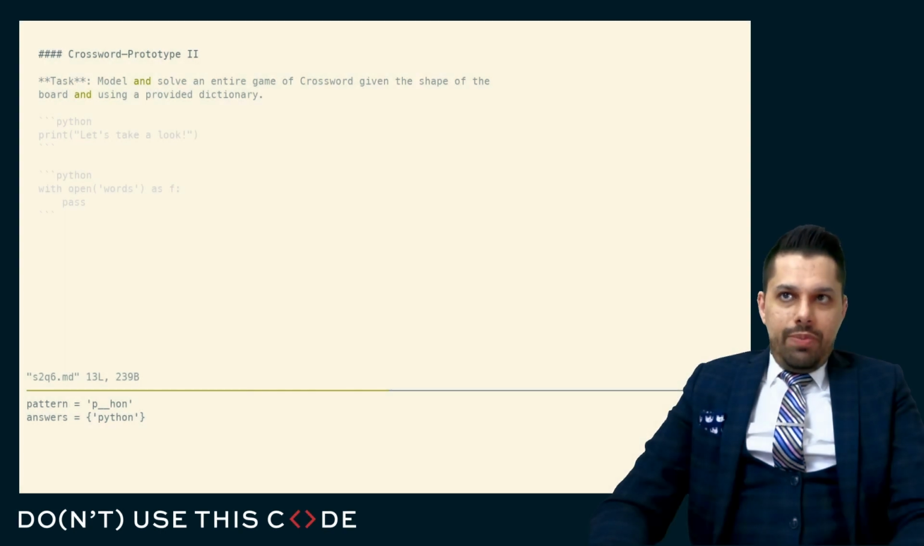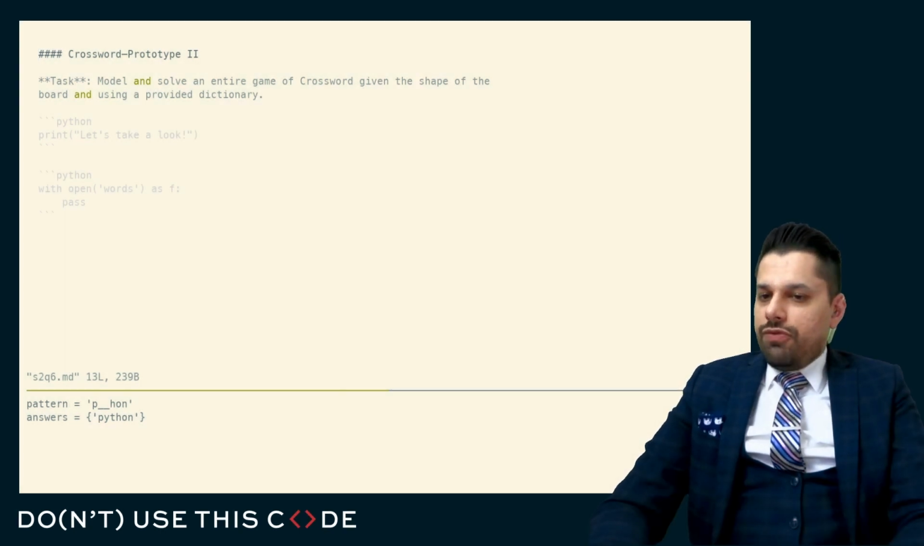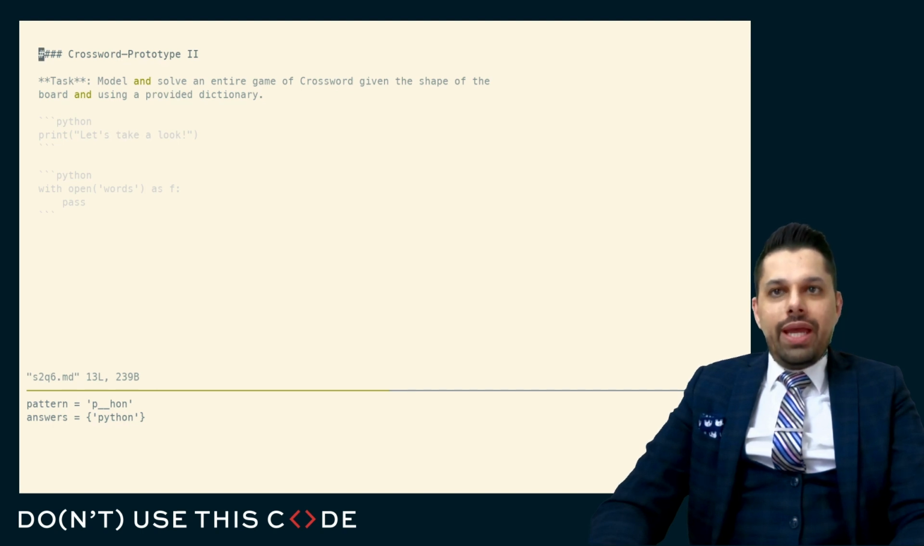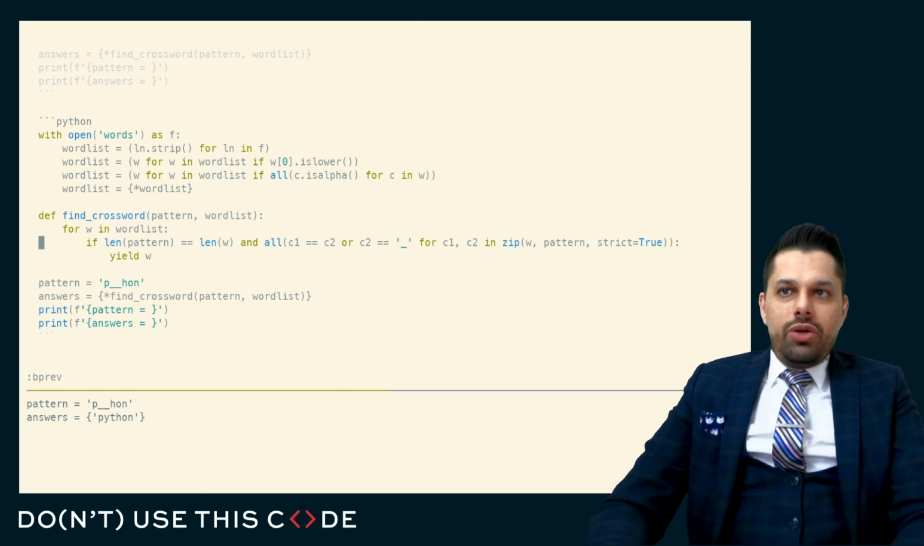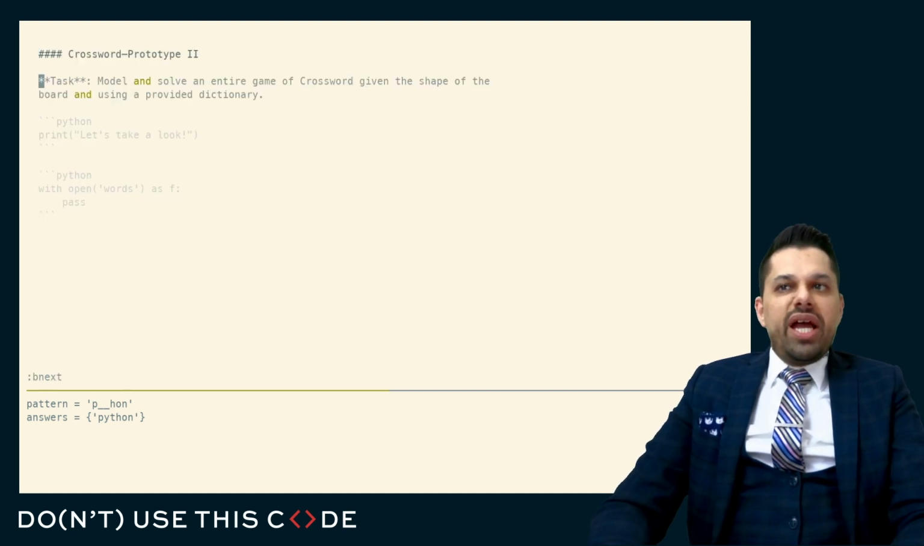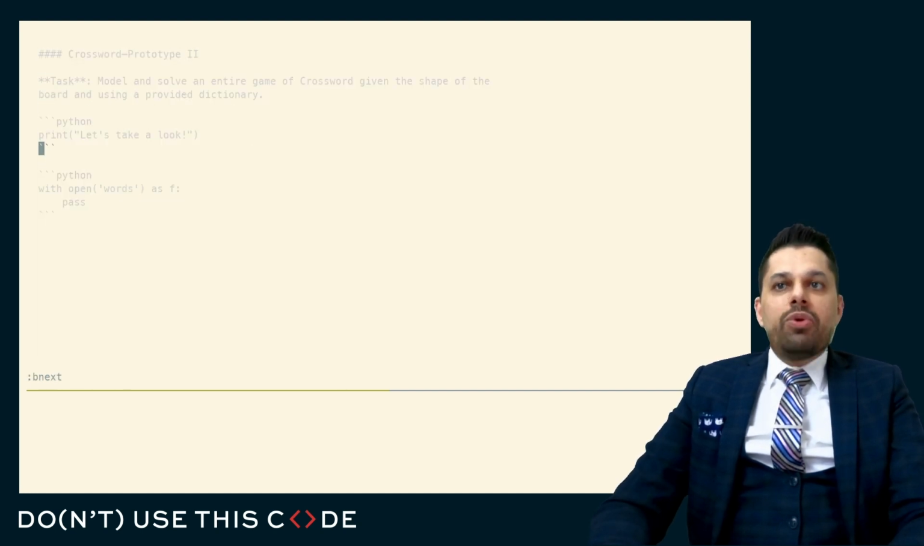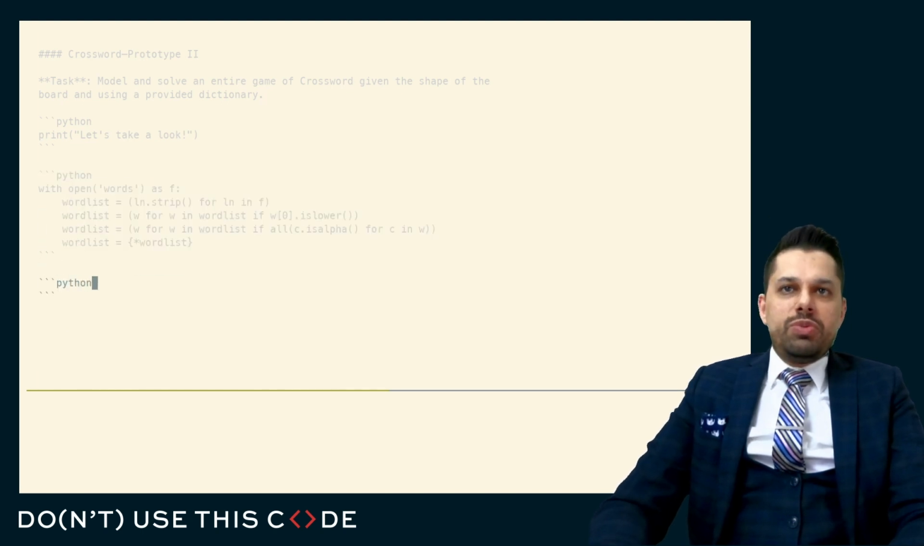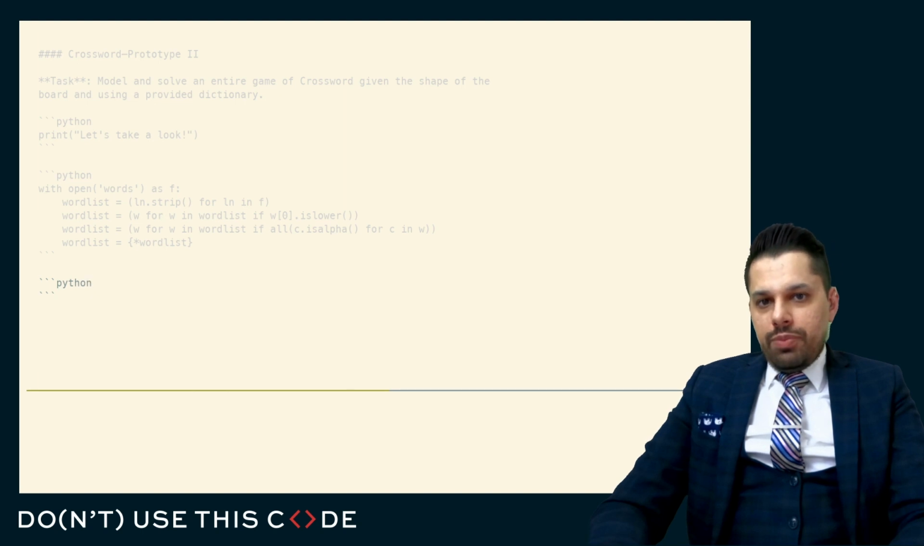In this prototype, I want to model and solve an entire game of crossword given the shape of the board and using a provided dictionary. I will take my word list loading code from before, and I think I can probably work with that. And we'll take a look at the rest of this. So I know the loading of the word list is pretty straightforward. This is a little bit tricky.